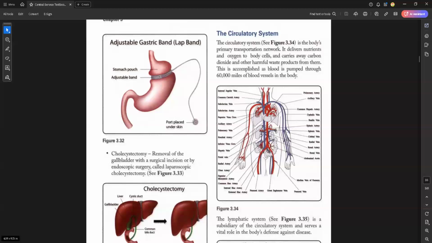Guys, as you sit down right now, that's the distance blood is taking. You can't believe it. Very incredible. Maybe across the globe. The circulatory system is the body's primary transportation network. It delivers nutrients and oxygen to the body cells and carries away carbon dioxide and harmful waste products from them. This is accomplished as blood is pumped through 60,000 miles of blood vessels in the body.